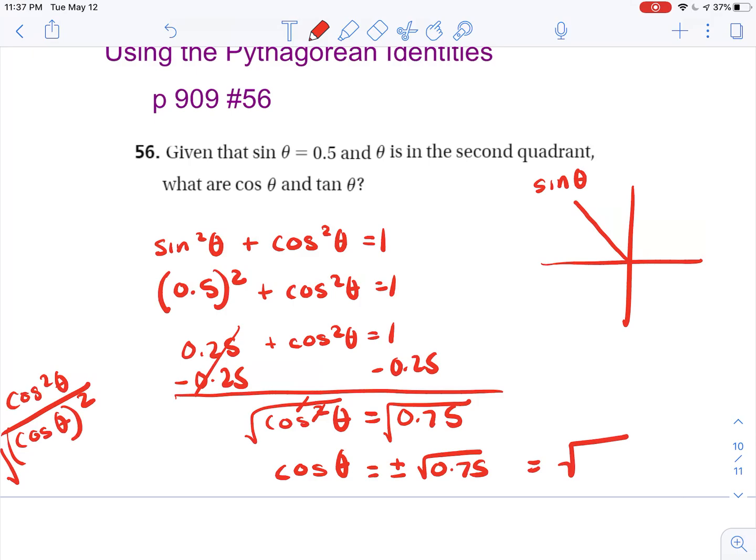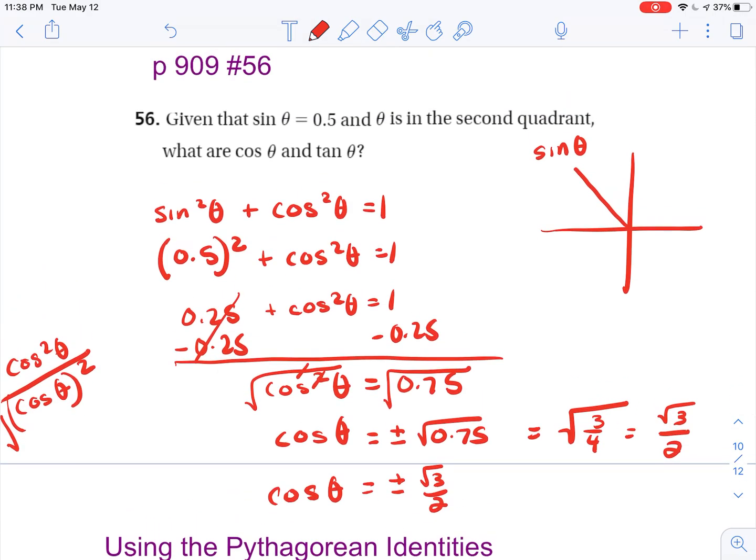Now, we shouldn't be happy with 0.75 because we tend to like things as exact as possible. So we know 0.75 is equal to what? 3 over 4. So that's really equal to radical 3 over 2. So the value of my cosine is equal to plus or minus radical 3 over 2.